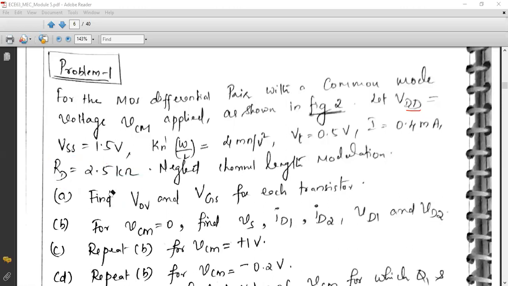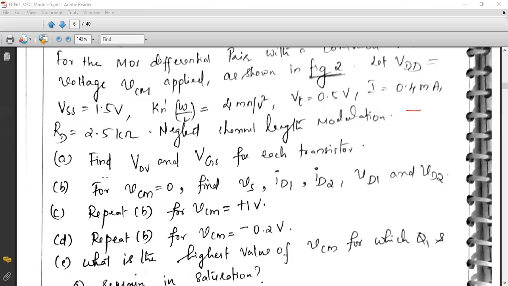So with these given parameters, the first question to be done is you need to find the overdrive voltage, that is VOV. Then we have to find VGS for each transistor. So VGS and VOV to be found out, that is part A. Then question B, the input VCM. The common mode voltage VCM is given as 0. Corresponding to this VCM, I should find Vs, that is the voltage at the source node, the individual drain current, then the voltages at D1 and D2, that is VD1 and VD2 respectively.